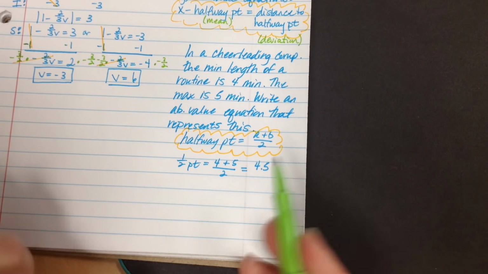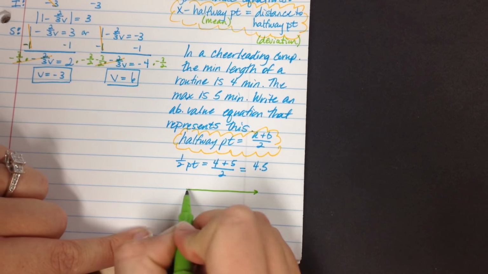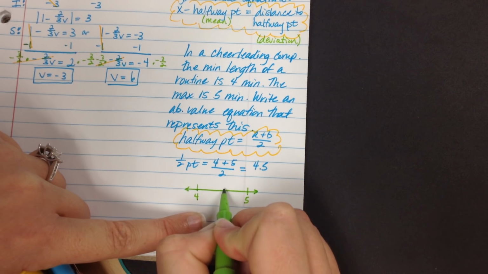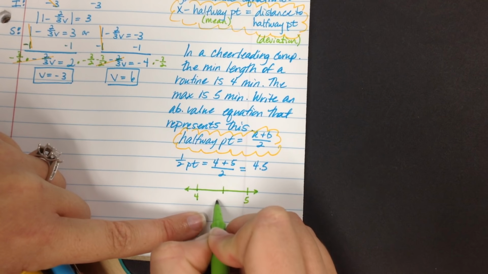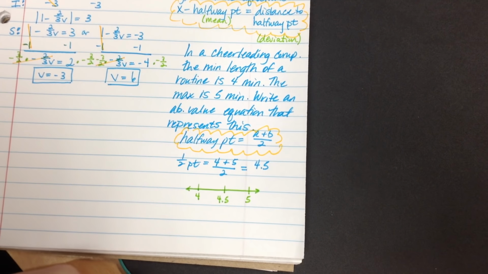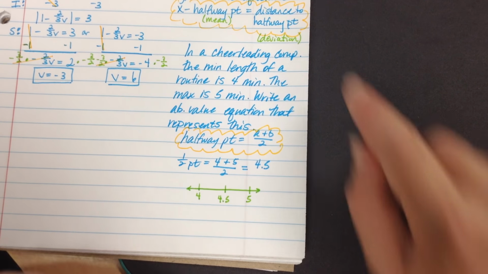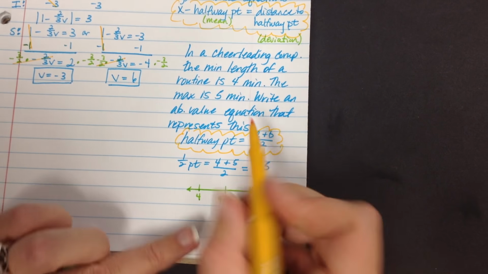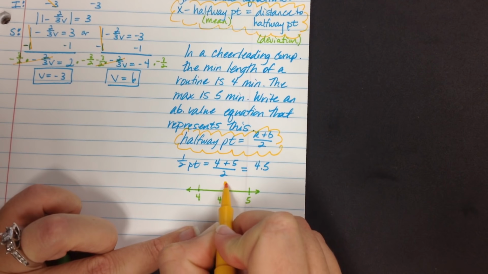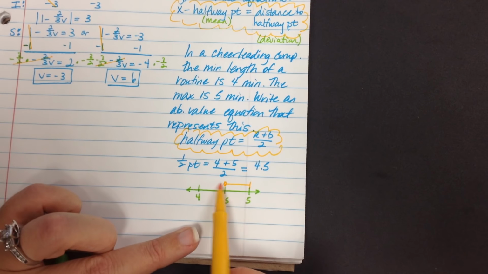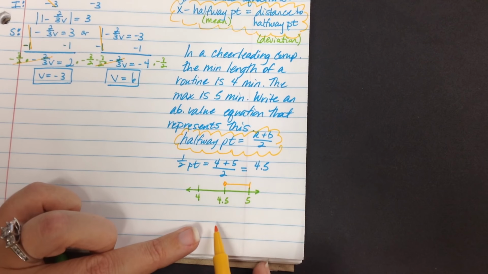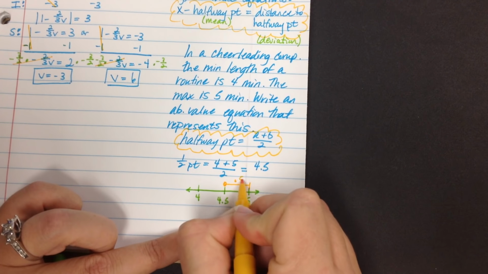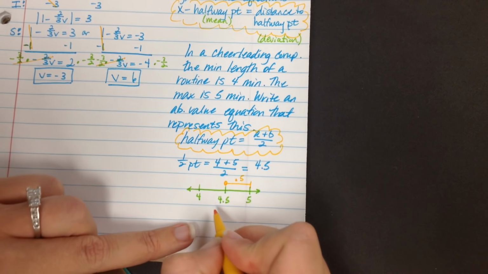Let's put this on a number line. So we know the minimum is 4 minutes, the maximum is 5 minutes, the halfway point, the one in the middle, is 4.5. The other thing we're going to need to write this equation is the distance to the halfway point. Here's my halfway point. What's the distance in either direction? It can be to the maximum or the minimum. It doesn't matter. They're the same distance. So how far is it from 4.5 to 5? 0.5. That is your distance.